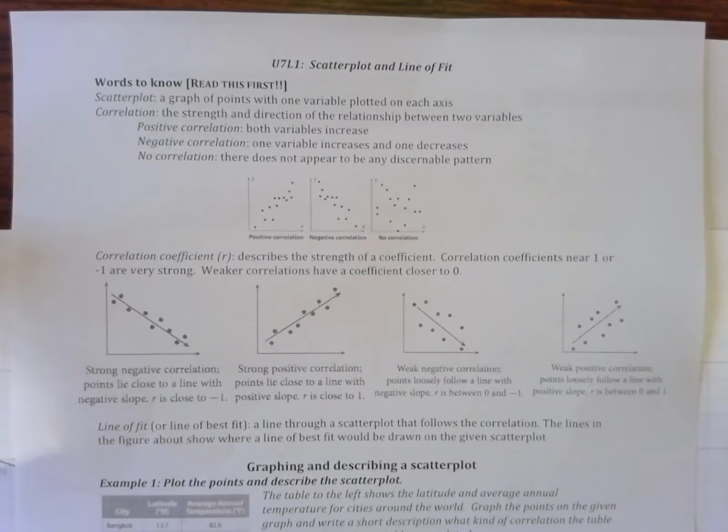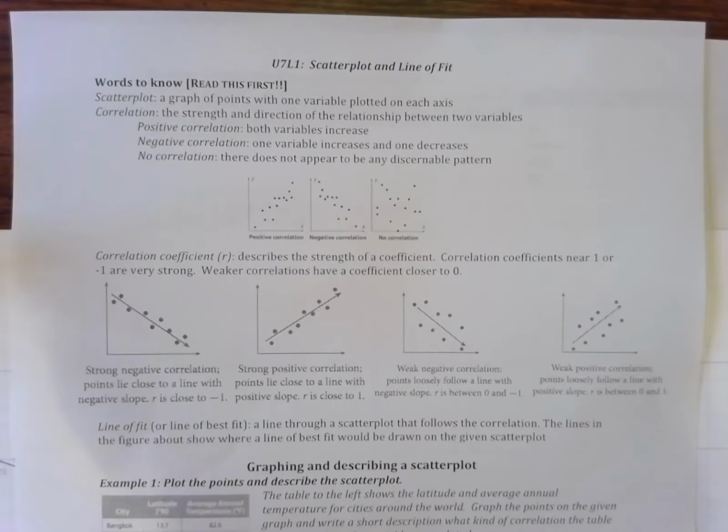This is Unit 7, Lesson 1, Scatterplot and Line of Fit. A scatterplot is a graph of points with one variable plotted on each axis. And what we want to be able to do is describe that scatterplot. We describe a scatterplot in two ways. One, by describing what kind of correlation it has, and then by describing how strong that correlation is.